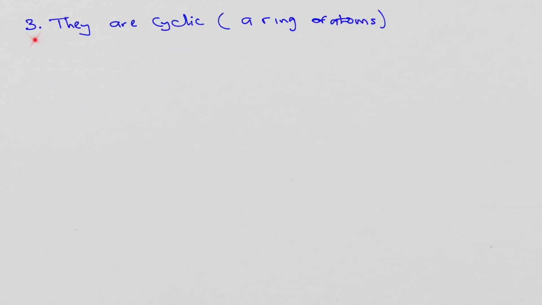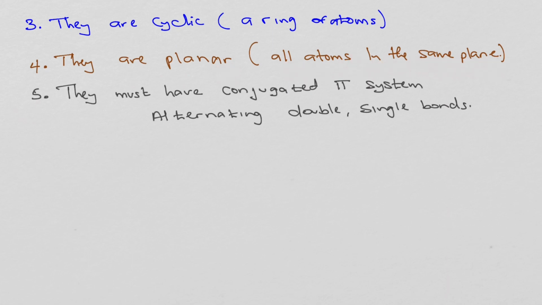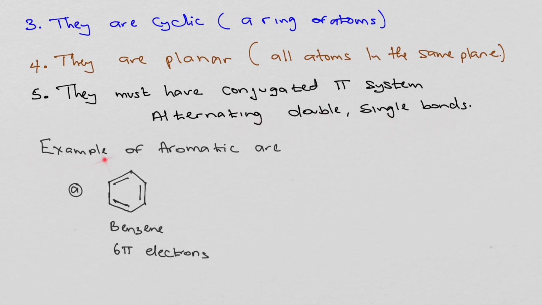To be aromatic, you must be cyclic, a ring of atoms, and planar, with all atoms in the same plane. To be aromatic, they must also have a conjugated pi system. A conjugated pi system is alternating double and single bonds. Examples of aromatic compounds are, A.